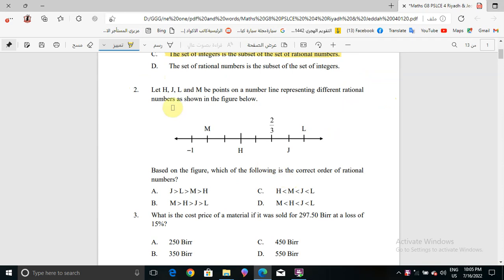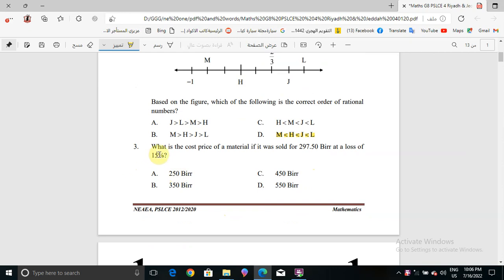Now in question number 2, let H, J, L and M be points on a number line representing different rational numbers as shown in the figure below. Based on the figure, which of the following is the correct order of rational numbers? Here we have -1, M, H, 2/3, J and L, right? Now M is less than H, H is less than J, and J is less than L. So D is the correct answer, because it says M is less than H, H is less than J, and J is less than L.